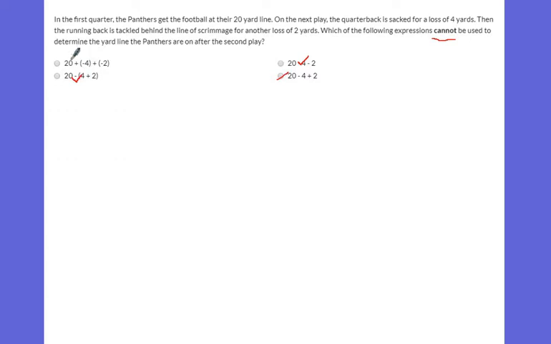This one says 20 gained a negative 4. Well, gaining a negative and losing 4 is the same thing, so that's good. And then gained a negative 2. Gaining a negative and losing is the same thing, so that's still good. So it looks like this would be the option that we would need to select because it cannot be used to represent the situation.